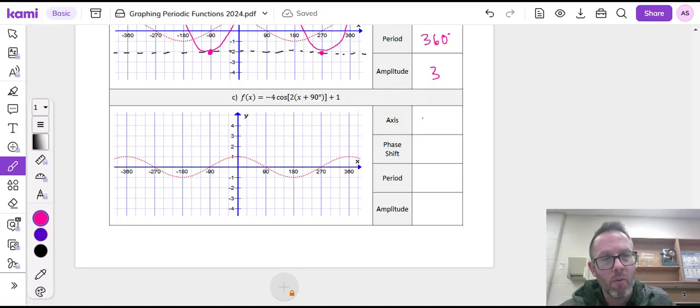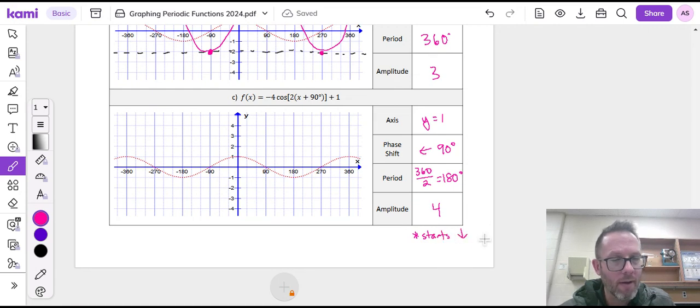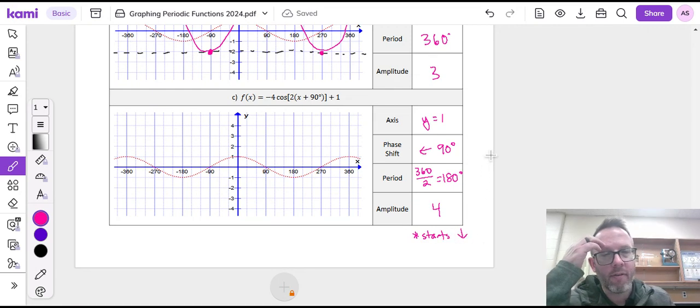There's a lot we can do that doesn't require any thought. Our axis is 1, y equals 1. Our phase shift is left 90. These things just come right from the equation. Our period, we're multiplying x by 2, so our period will be 360 divided by 2, 180 degrees. And our amplitude will be 4. Amplitude is always a positive value. However, because it's negative, I might add a little note here, just like before. I'll just put starts going down, and we'll talk about what that means in a second.